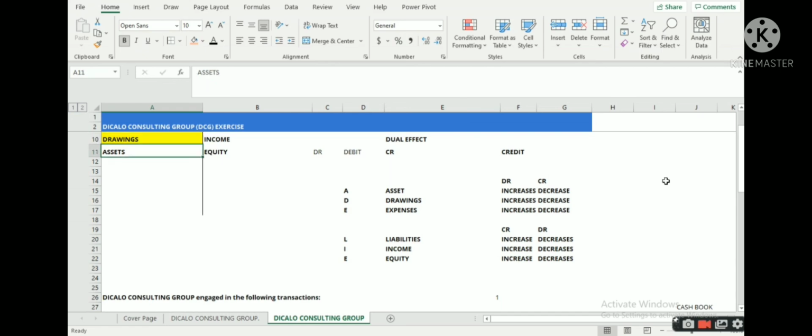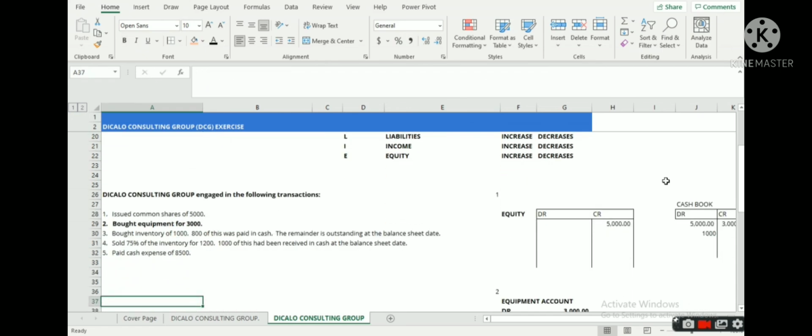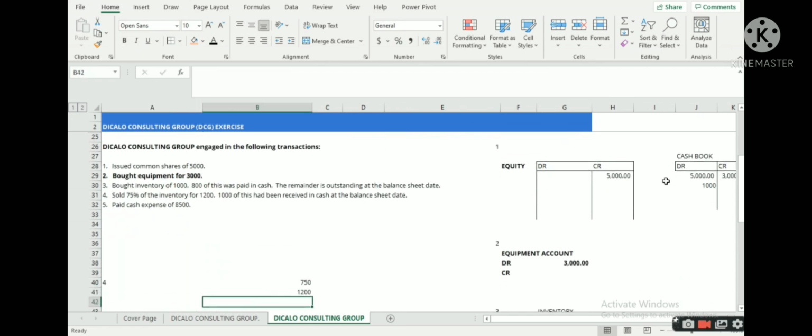And from the general ledger, we will learn how we can extract our trial balance and how we can prepare our financial statement.